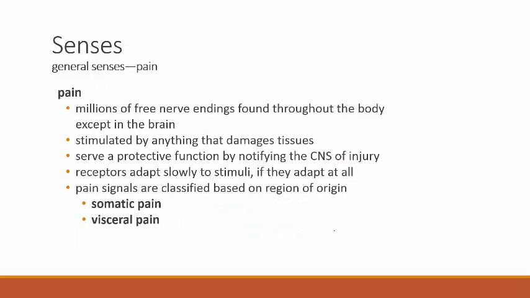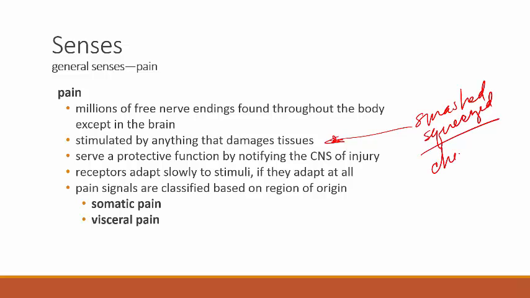Pain receptors are also free nerve endings, and they're stimulated by anything that damages tissue. So if they get deformed, pressed, smashed, or squeezed, then pain receptors go off. But they also respond to chemicals. So they may be mechanoreceptors, or if they respond to chemicals, then they're chemoreceptors.